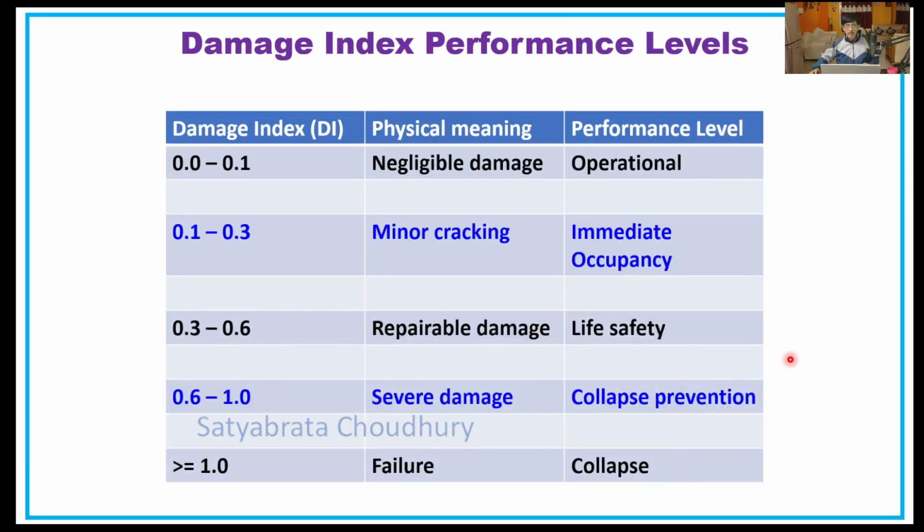Damage index and performance levels are correlated in this way. General, not very strict correlation: 0 to 0.1, negligible damage, operational level of performance. 0.1 to 0.3, minor cracking, immediate occupancy performance. 0.3 to 0.6, repairable damage, life safety performance, life is not threatened here. 0.6 to 1.0, severe damage, collapse prevention level, and greater than or equal to 1, failure or collapse.